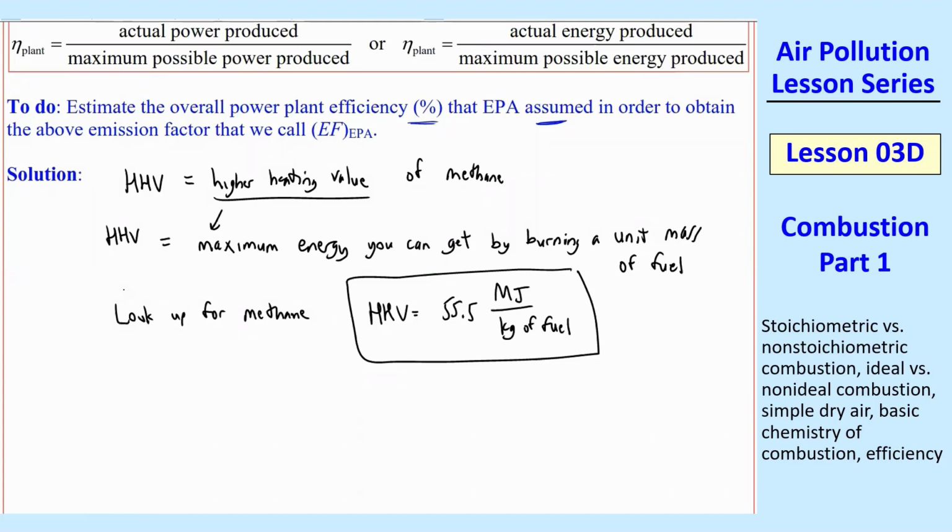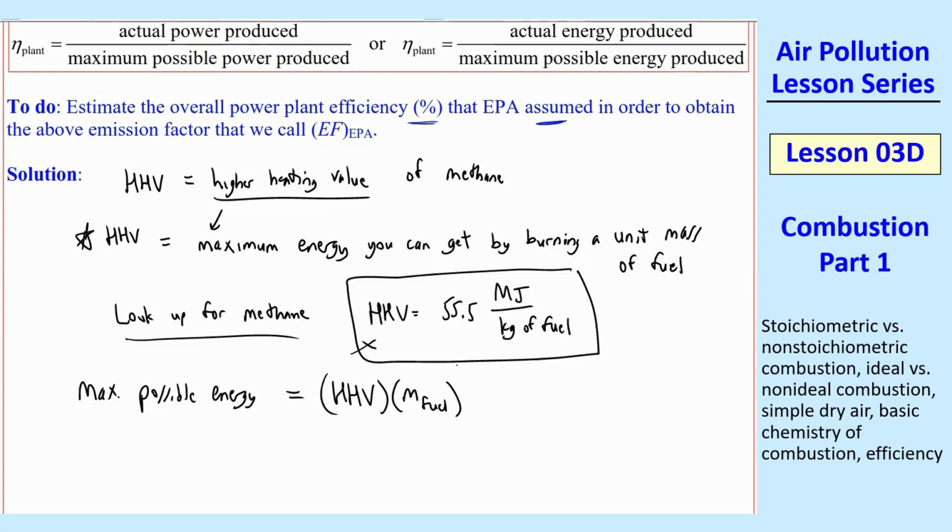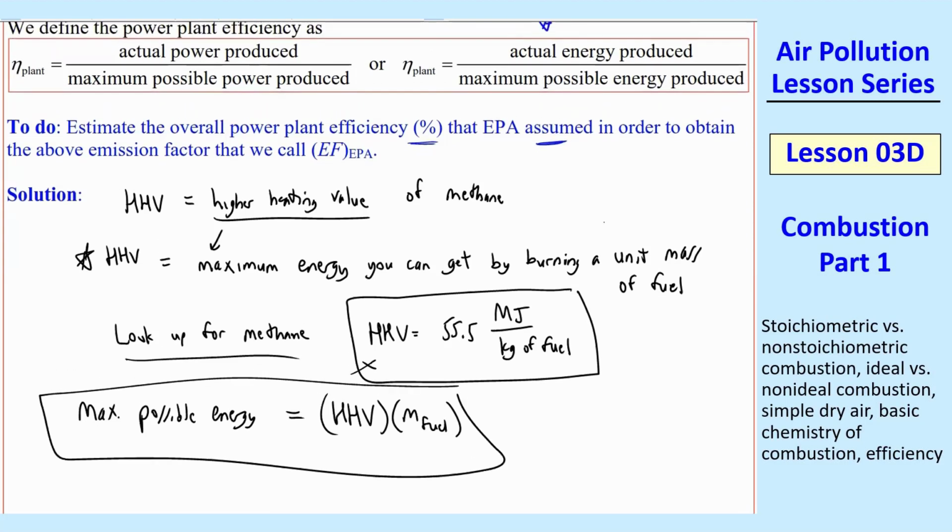HHV, higher heating value, is defined as the maximum energy you can get by burning a unit mass of fuel, and the unit mass we'll use is kilogram. I looked this up. HHV is 55.5 megajoule of energy per kilogram of fuel, fuel here being the methane. So the maximum possible energy produced will equal HHV times the mass of the fuel, just from this definition and looking at the units. So this is what we'll use in our equation up here for eta. And let me call this equation 1.